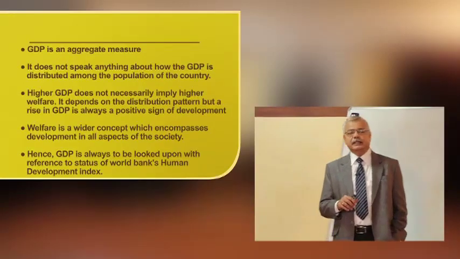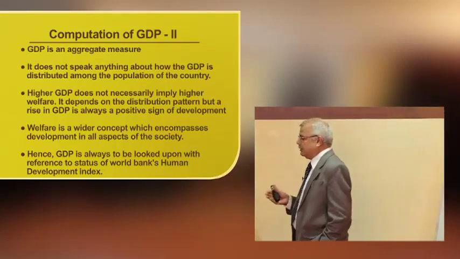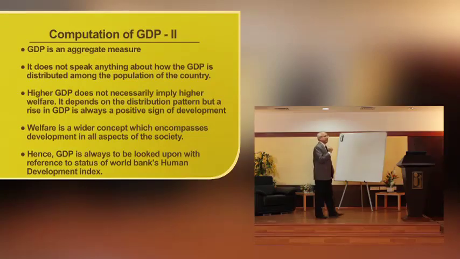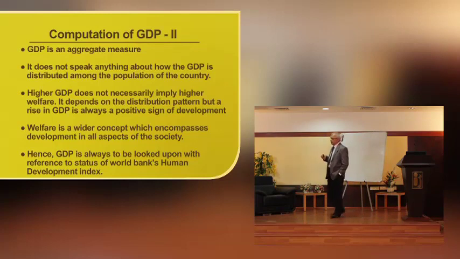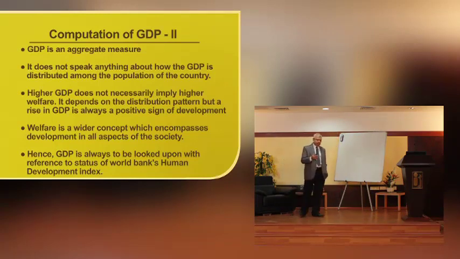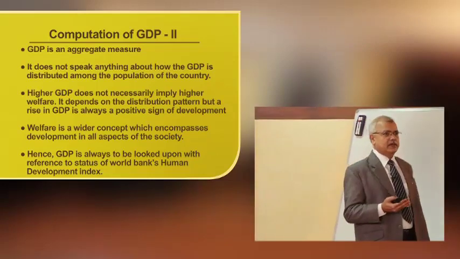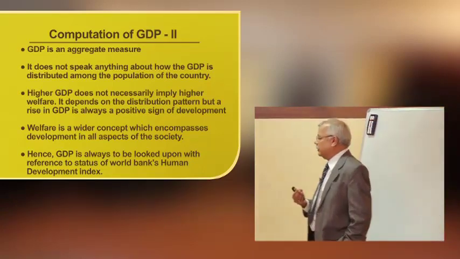And GDP is always an aggregate measure. Why is it an aggregate measure? Because there are various elements that form part of the GDP, and it does not speak anything about how the GDP is distributed among the population of the country, because there are islands of production, and the entire geographical domain is spread across. So it does not speak about the areas from which it originates.